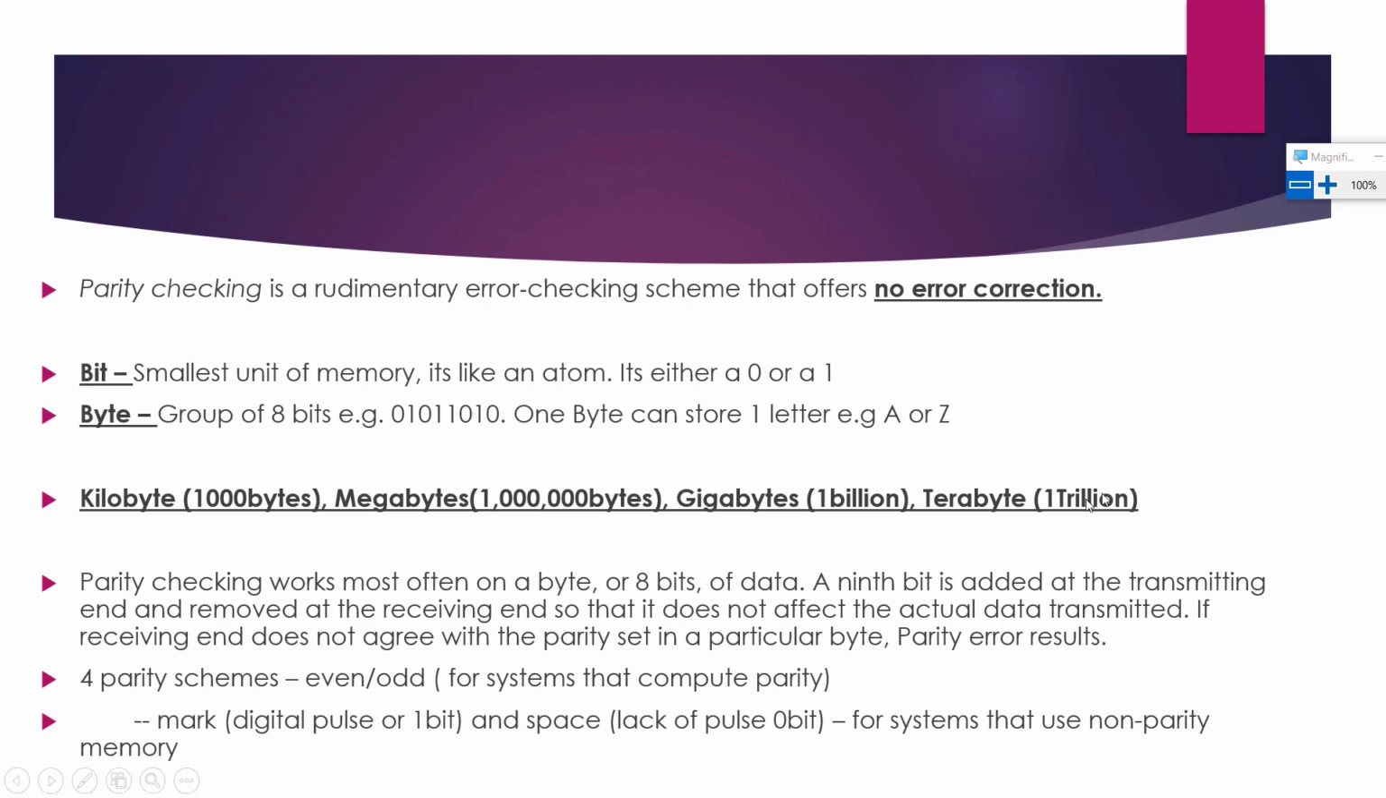So the main thing is that it will try to do error checking as soon as it discovers a problem. It works on a byte, or 8 bits. A ninth bit is added at the transmitting end and removed at the receiving end so that it does not affect the actual data transmitted. So whatever data is being transmitted, it just checks every piece of data for any error. If the receiving end does not agree with the parity set in a particular byte, a parity error results. So if all the data is not received in 8 bits, or if there's a corruption in the data in the 8 bits coming, then it will create an error. It will report that only.